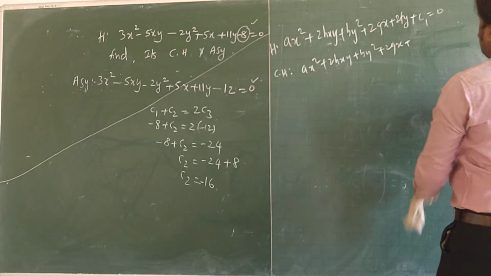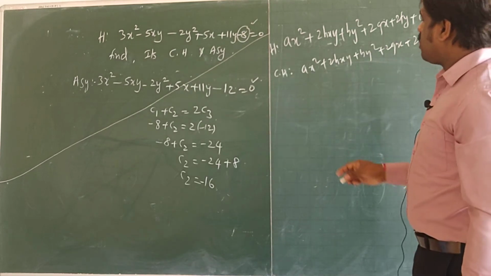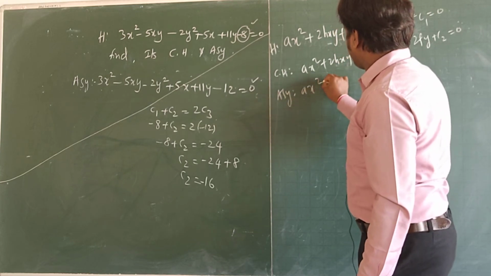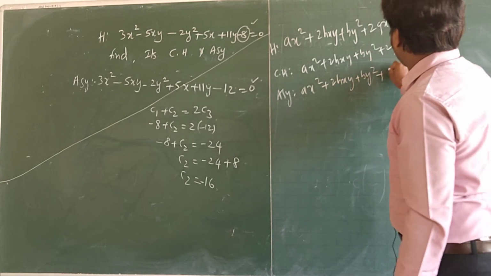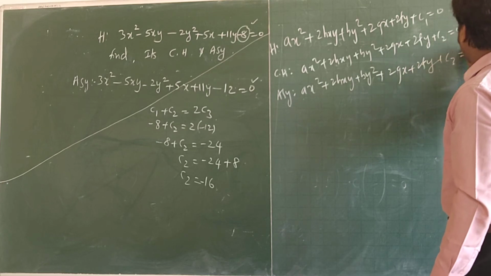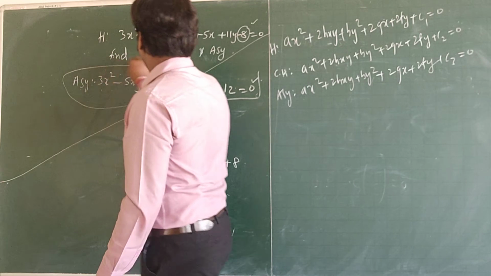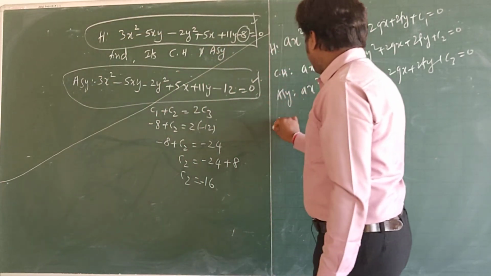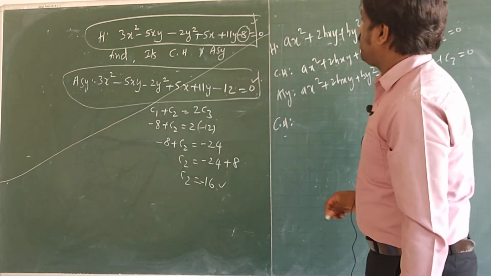This is the formula for conjugate hyperbola. And then the asymptote equation will be ax square plus 2hxy plus by square plus 2gx plus 2fy plus c3 is equal to 0. According to this, c3 was the equation of asymptote of the hyperbola given. Now what will the conjugate hyperbola be? Conjugate hyperbola is c2, so you can substitute c2 here.